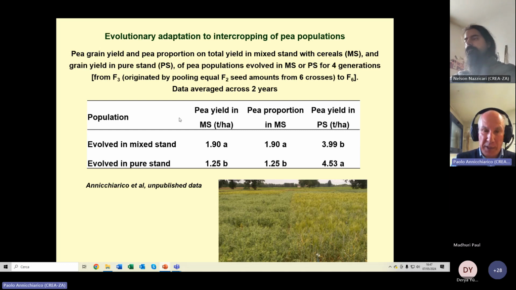Well, what we found is a pretty striking evolutionary effect, I would say, because you can see that the population evolved in mixed stand showed definitely greater P yield in mixed stand and also P proportion, which is important. While the one that evolved in pure stand, sorry, here I realized that there is a mistake. This should be 90 and this should be 12. And the one that evolved in pure stand has a much lower yield here, but a higher yield here in pure stand. So a real evolution towards specific adaptation to these conditions.